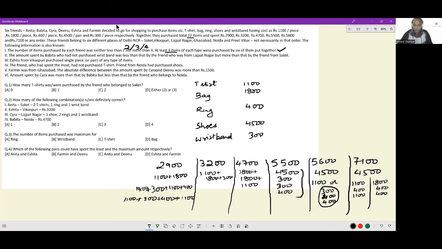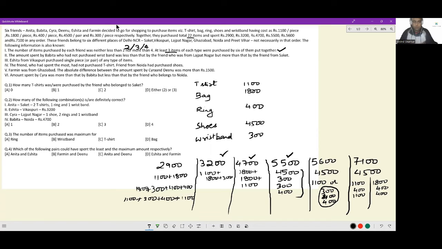Now, we have these possibilities. For 3200, for 4700, and for 5500, we know precise outcomes. For 2900, for 5600, and for 7100, we don't know the precise outcomes. Let's read further. The amount spent by Babita, who had not purchased wristband, was less than that by the friend who was from Lajpat Nagar. Okay, can I say, but more than that from friend of Saket?